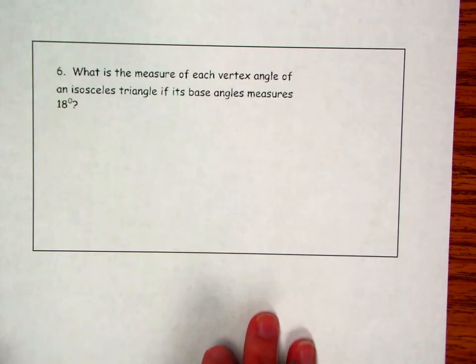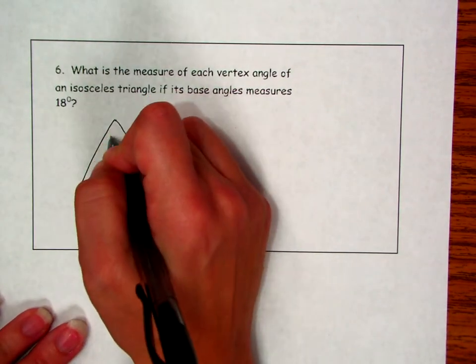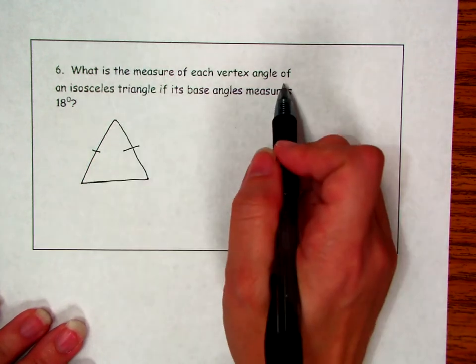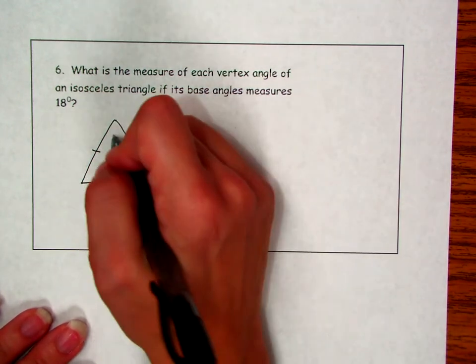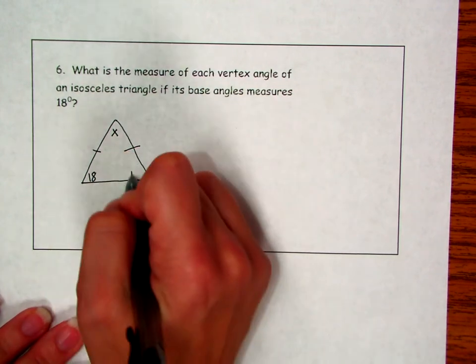Finally, number 6 says if we have a vertex angle of an isosceles triangle, so let's go ahead and draw it. So here's my isosceles triangle. This is the vertex angle, and it says what is the measure of this? So we're not sure. If the base angles measure 18. So that's 18 and that's 18.